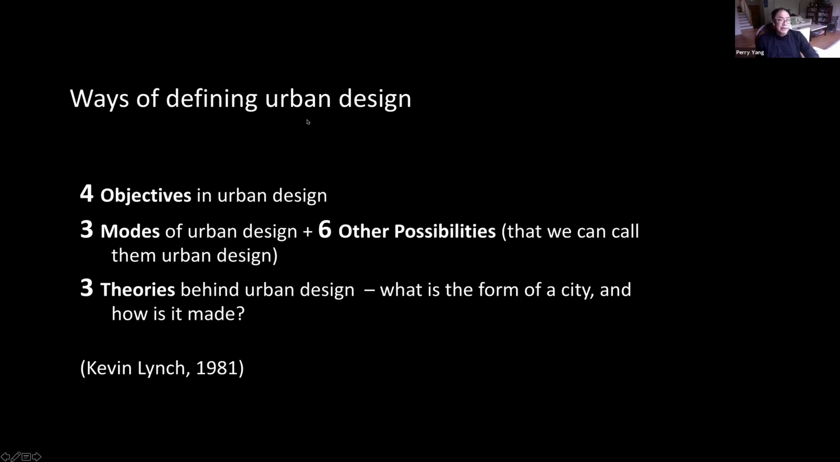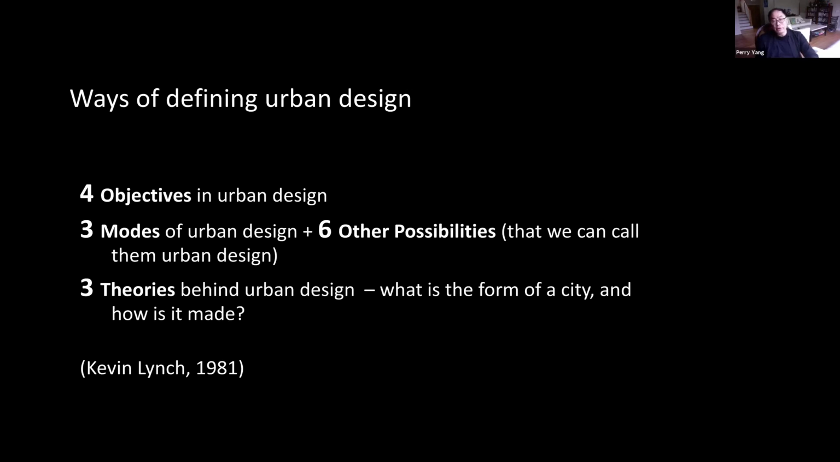So he defined urban design with 4 different objectives, and he suggests 3 different modes of urban design and 6 possibilities. So I'm going to elaborate on the 6 possibilities to connect to smart city. What would be the new possible approaches to smart city that we are doing today? And I would like to talk about theory from urban design, the theory of Kevin Lynch. What is the form of the city and how is it made? And finally, we will conclude with our proposition.